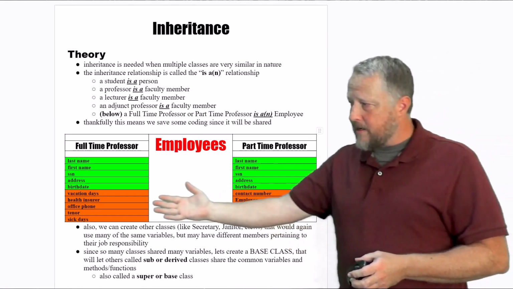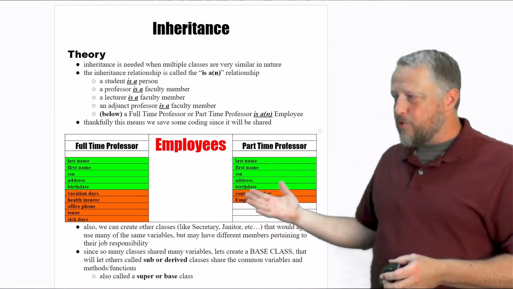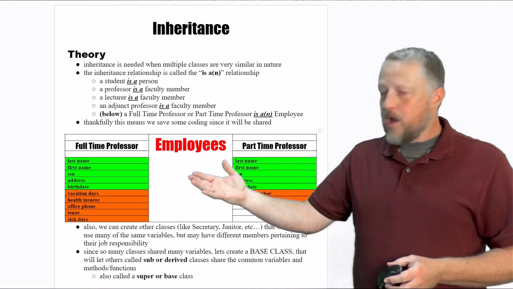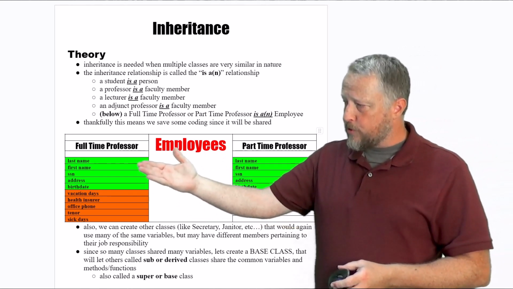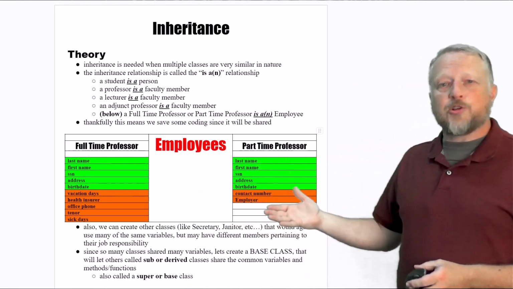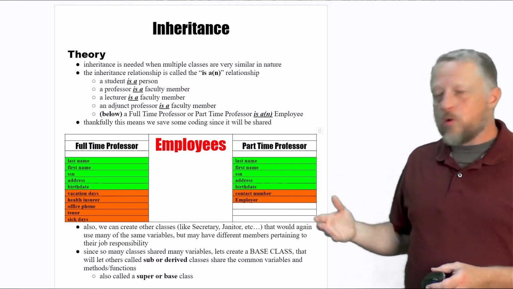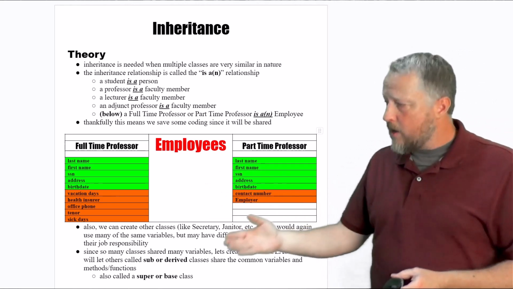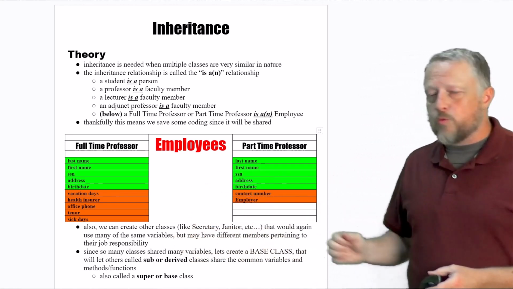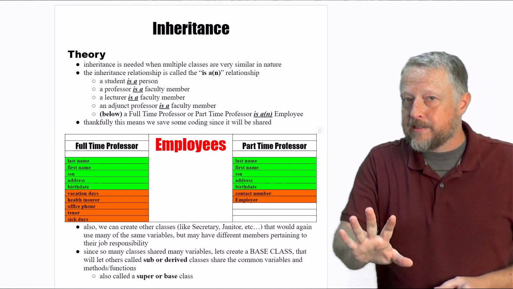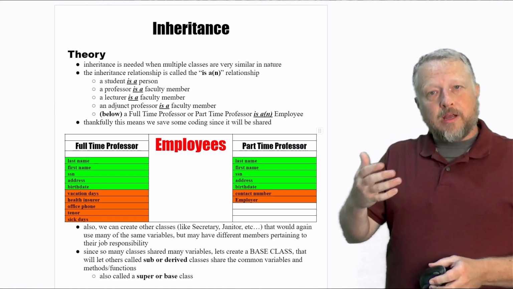And, frankly, when we get to multiple classes similar in nature, if we had employees, I am an employee, I'm a full-time professor, and then there's an adjunct or a part-time professor, there's going to be some data, if we were to store it, that's going to be shared between the two of us, but obviously notice the difference between the two. This is a prime candidate of using inheritance.